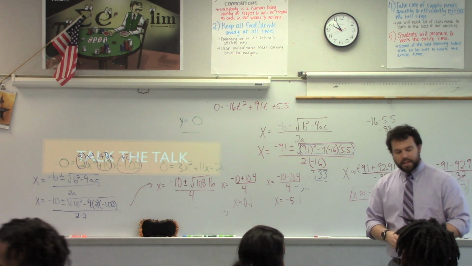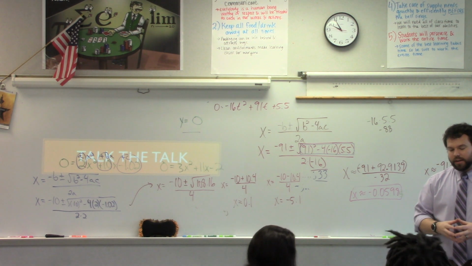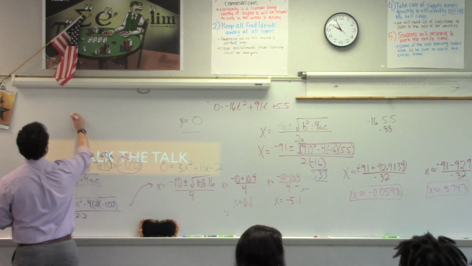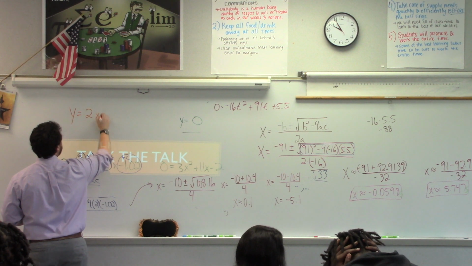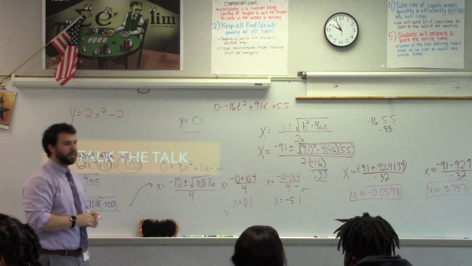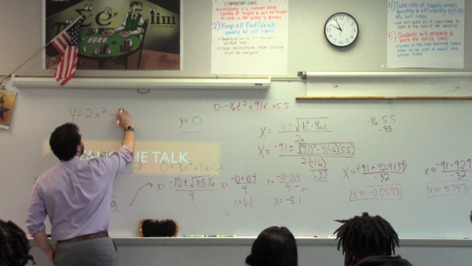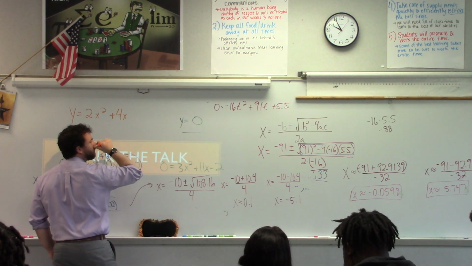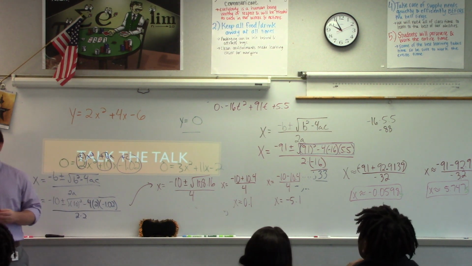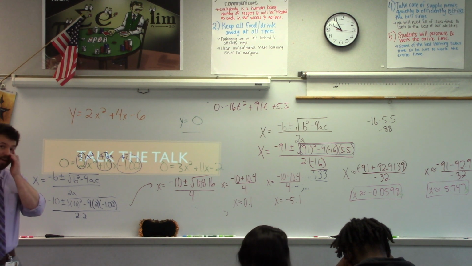So please notice, you have one function here, one quadratic equation, y equals 2x squared, what is the next part? Plus 4x, minus x, minus 6, okay. And so what is this problem asking you to do? Find the what? It's asking you to find the roots.